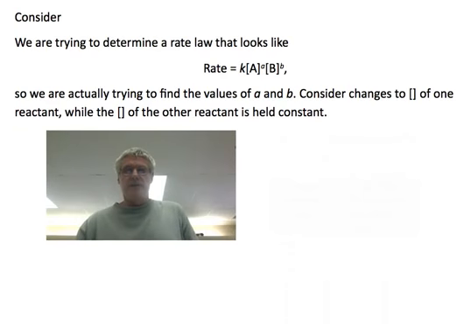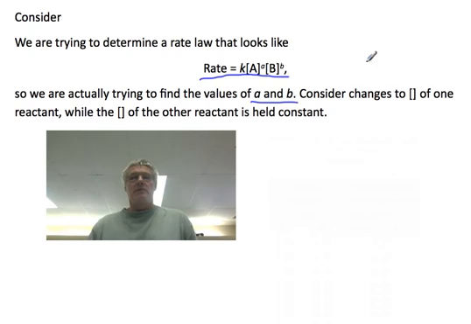So this video is going to take us through a sample problem that allows us to, using experimental data, determine our rate law. The rate law we're looking for is of the form rate equals rate constant k times the concentration of some reactant A raised to an exponent, times the concentration of B raised to some exponent. Really what we're trying to find is the values of a and b, and how we find that is to look at different experiments.